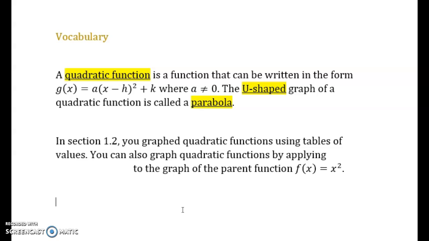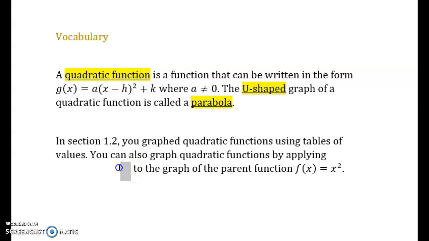Okay, so when we first started in section 1.2, long time ago, first six weeks of school, you graphed quadratic functions using tables of values. We plugged in some value for x, got out what we needed for y, and from there we made our graph. So moving forward and into what we're doing today, you can also graph quadratic functions by applying the transformations to the graph of the parent function f of x equals x squared.